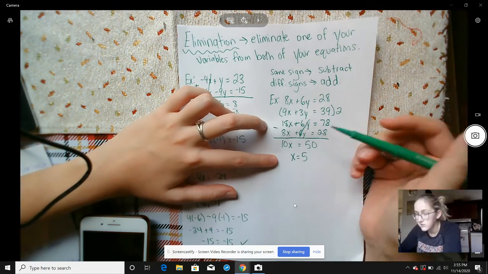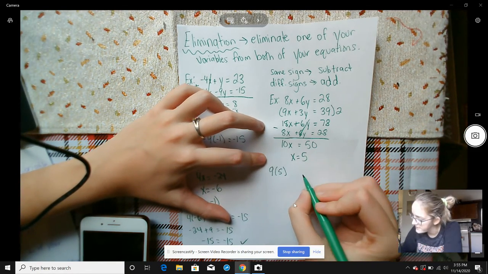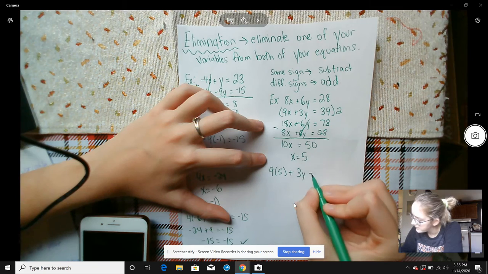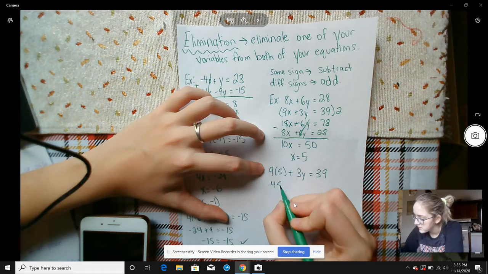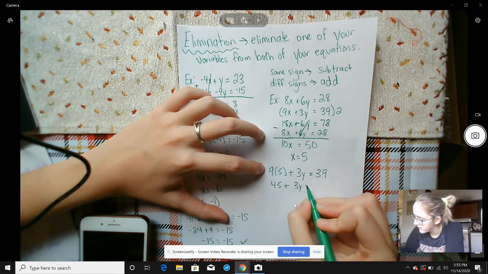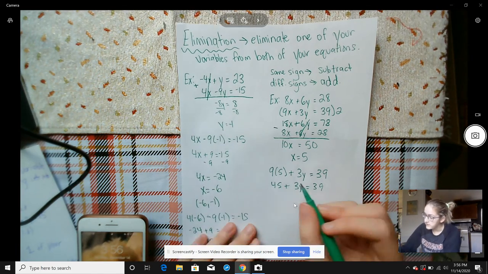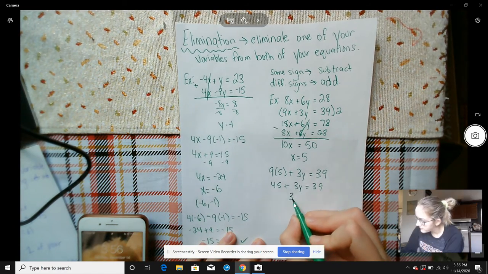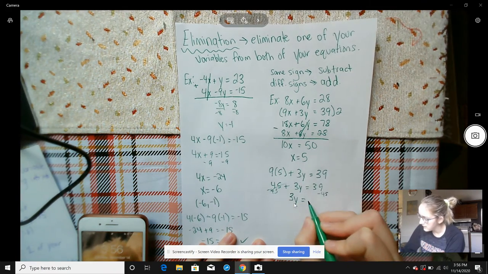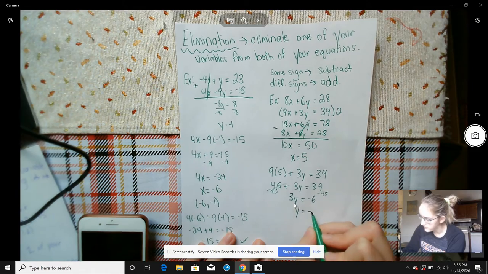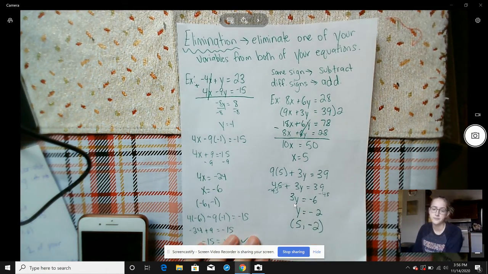Again, we know what x equals. We don't know what y equals, so we're going to have to plug that back in. We're going to have 9 times 5 plus 3y equals 39. I always recommend plugging it back into your original equation. That's going to give us 45 plus 3y equals 39. Let's see, we're going to subtract over that 45. So 3y is going to equal negative 6. So y is going to equal negative 2. So our coordinate point for this one is 5, negative 2.